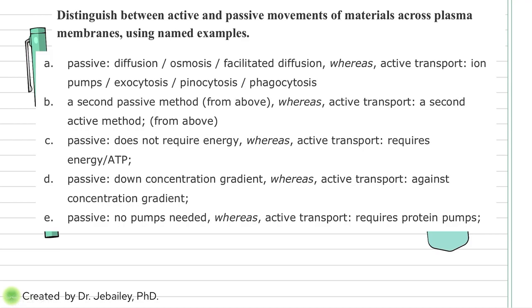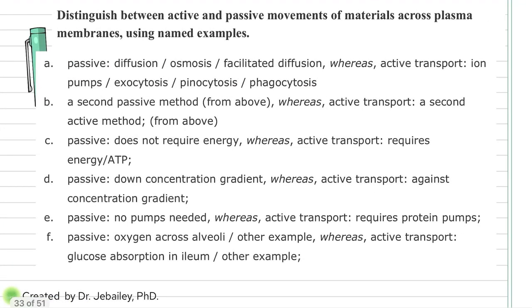Also, for passive, we do not need any pumps, while for active, they require pumps, okay? For passive, we usually use the channels, okay? And then for passive here, you gave an example, oxygen, right? While for active transport, we're talking more about glucose, because glucose is a big particle, and glucose is always needed no matter what. Even if the cell already has enough glucose, the cell always wants more glucose, so you're going against the gradients. So these are just different types of things in the mark scheme that you can do.